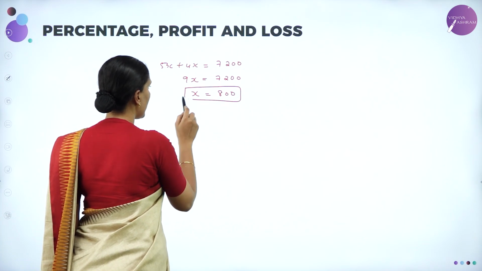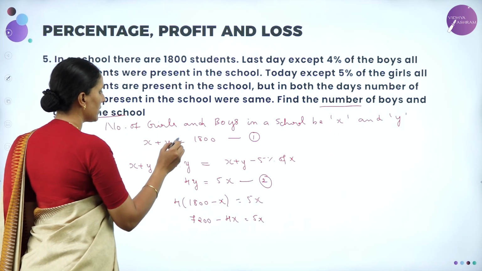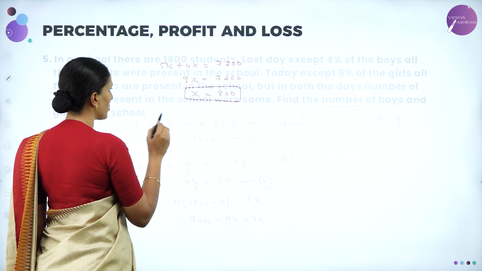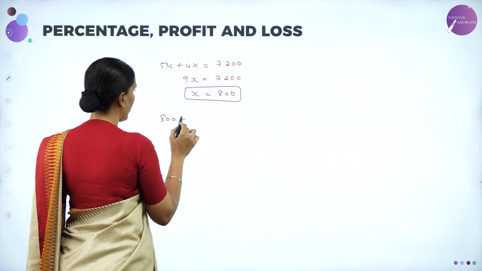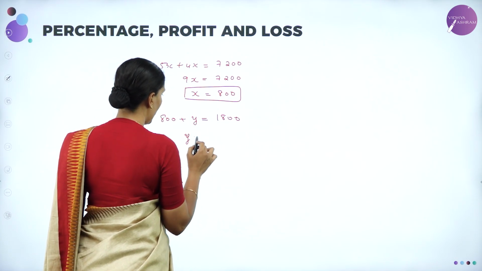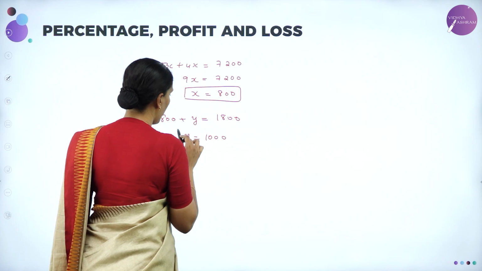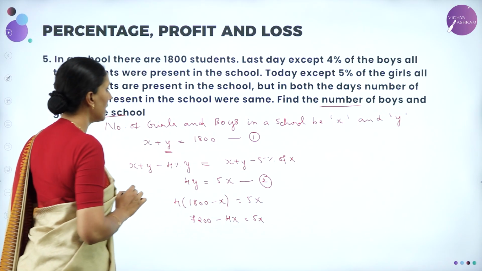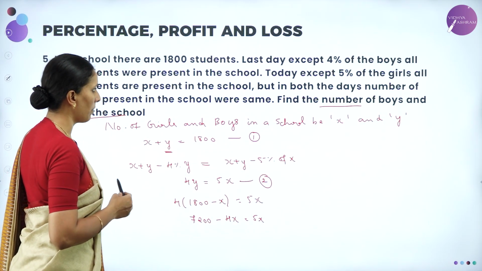Now we got X is equal to 800. Again, let us use equation 1. So from equation 1, we have 800 plus Y is equal to 1,800. So therefore, we'll get Y is equal to 1,000. So we know that X is number of girls and Y is number of boys.